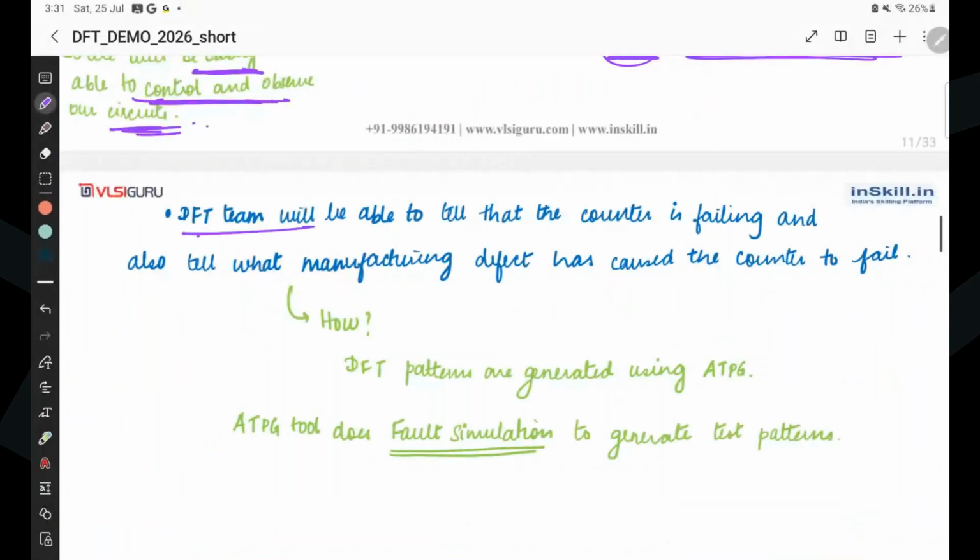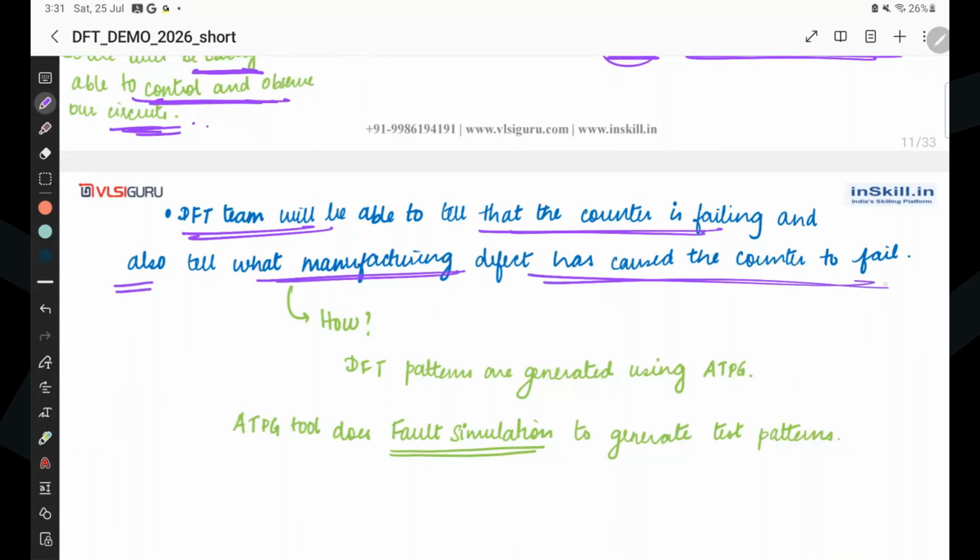And then the DFT team will be able to tell that the counter is failing and also tell what manufacturing defect has caused the counter to fail. And how is the DFT team able to give this additional detail? It is because we will be generating the patterns using ATPG.